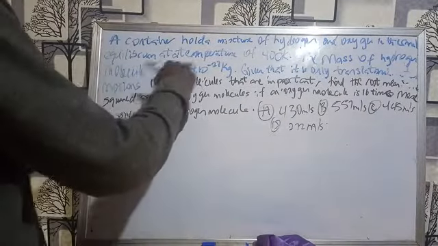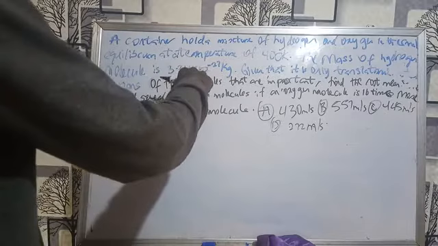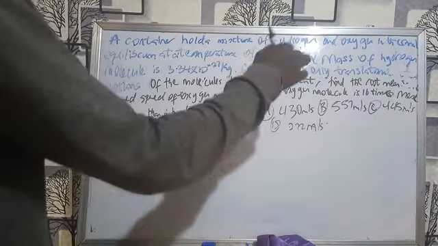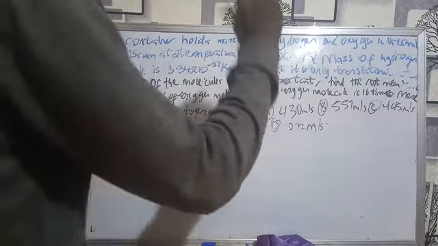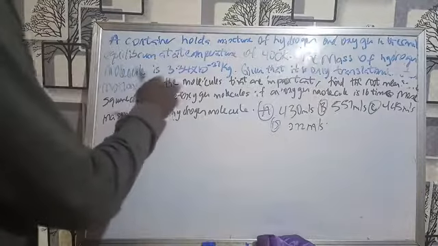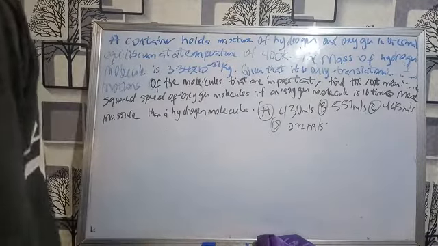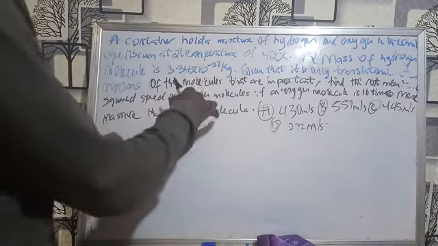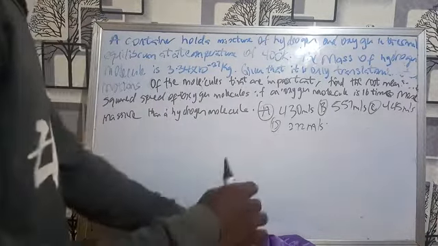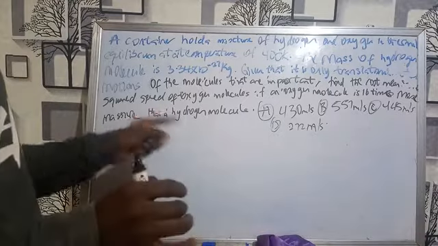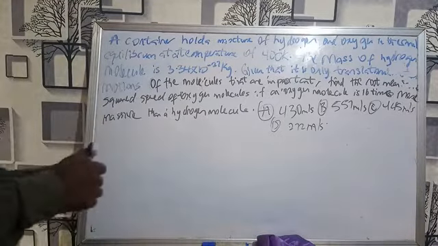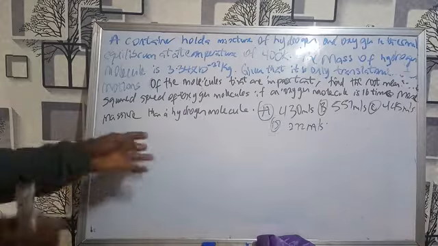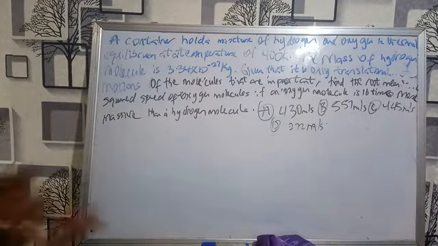Now, the mass of a hydrogen molecule is 3.34 times 10 to the power minus 27 kilogram. Given that it's only the translational motions of the molecules that are important here, find the root mean squared speed of an oxygen molecule, if an oxygen molecule is 16 times more massive than a hydrogen molecule. So we're just asked to calculate the root mean squared speed of an oxygen molecule.